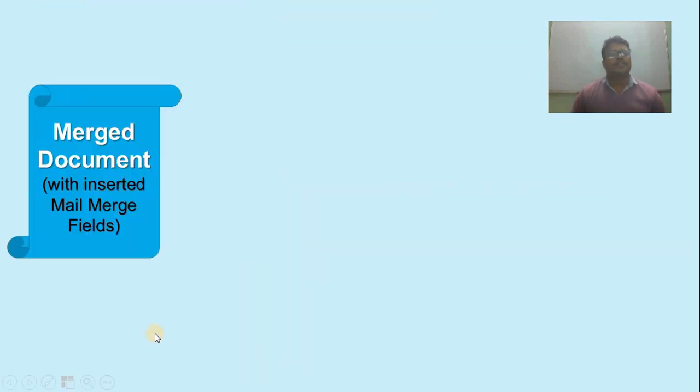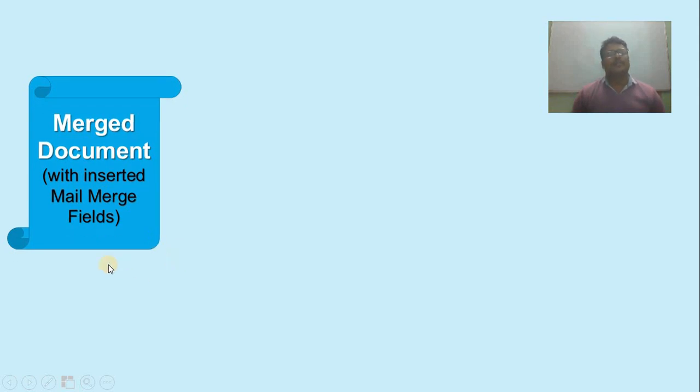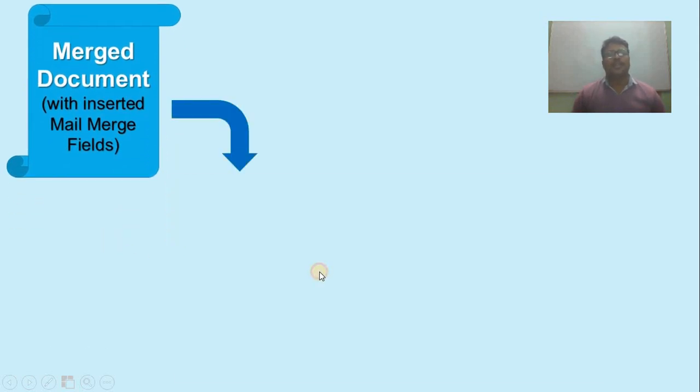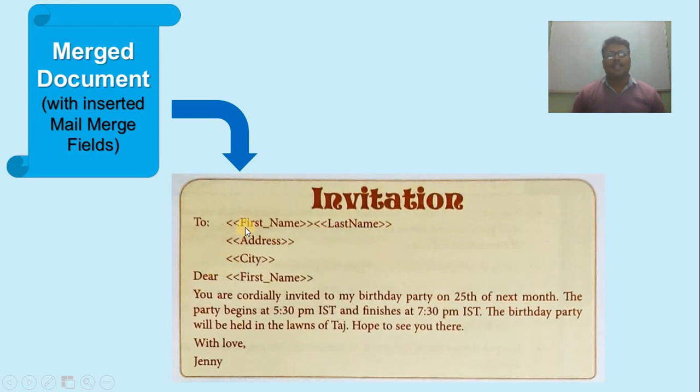You see here, merge document means what? After applying mail merge, after inserting the merge fields, we will get the merge document. What is that merge document? You see here, this type of merge document. See here, first name, last name, address, city, all these records will be here in the merge fields. The first name of the person I am inviting will be displayed here. The last name of the person will be displayed here. The address of that person will be placed here.